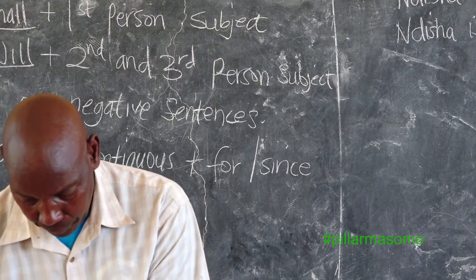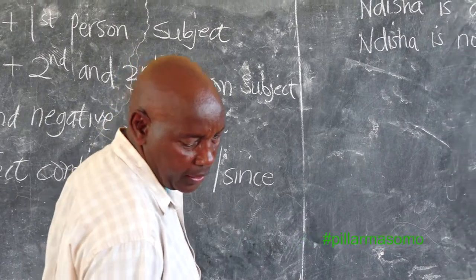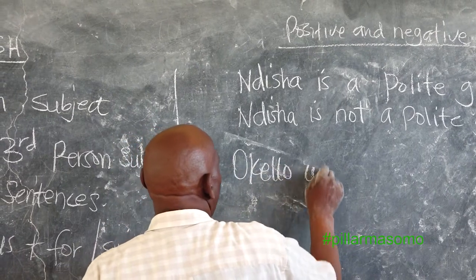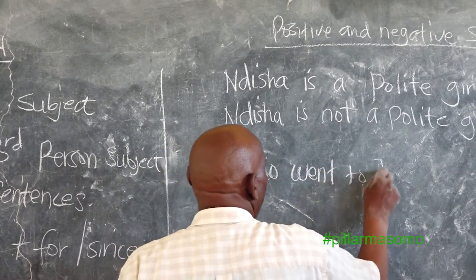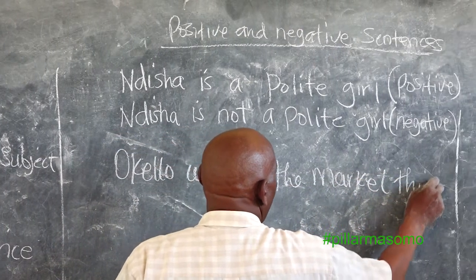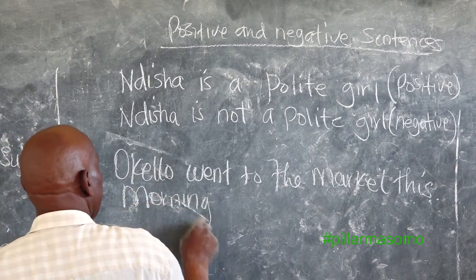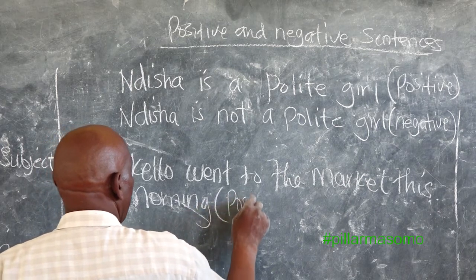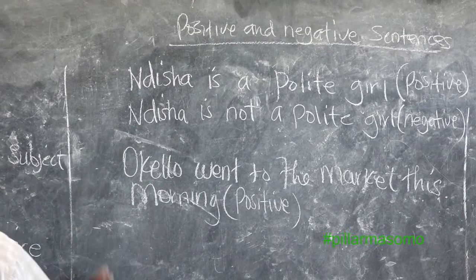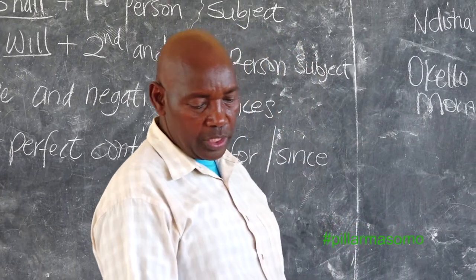Saying, Okero went to the market this morning. This sentence is positive. What about the negative? The negative sentence should read, Okero did not go.